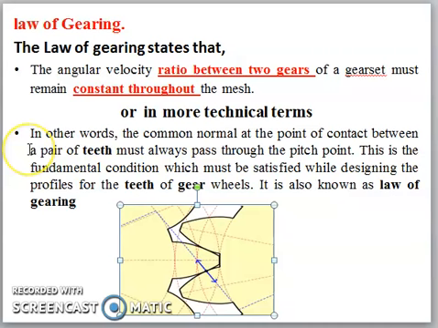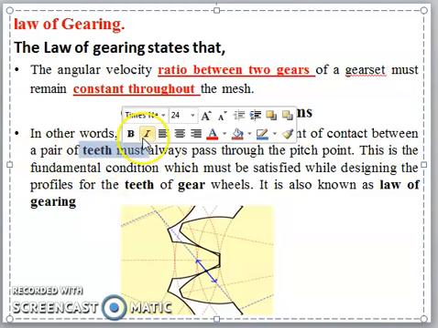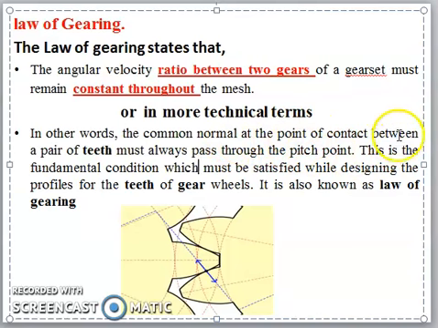The law of gearing states that the common normal at the point of contact between a pair of teeth must always pass through the pitch point. This is the fundamental condition which must be satisfied while designing the profile for the teeth of gear wheels. It is also known as the law of gearing. It is the simplest way.